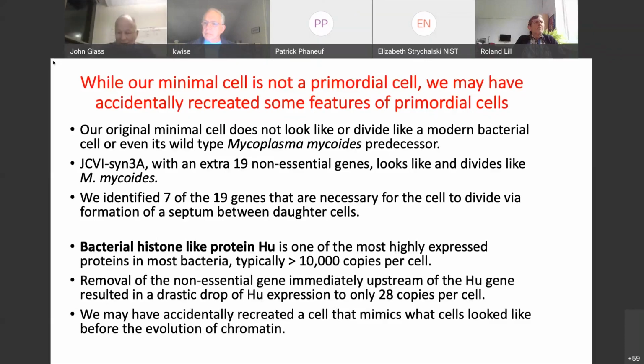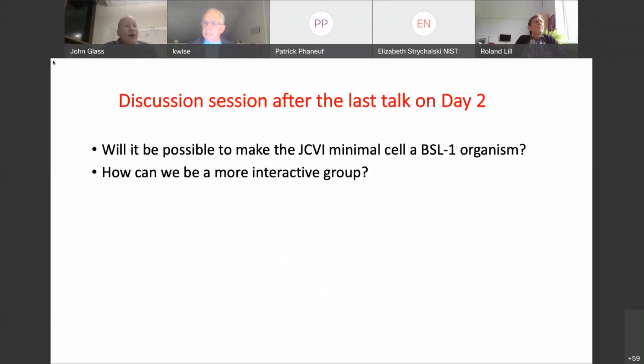There are going to be a whole pile of things that I think we're going to get out of this day. After the second session, there will be a discussion section where we're going to talk for an hour or so. Some of the questions that I just wrote down, just a couple, are: will it be possible to make the minimal cell a BSL-1 organism? I think we can do that, and I hope we can pull this off. Also, I want to talk about how we can be a more interactive group.